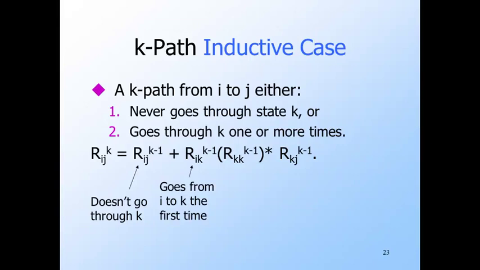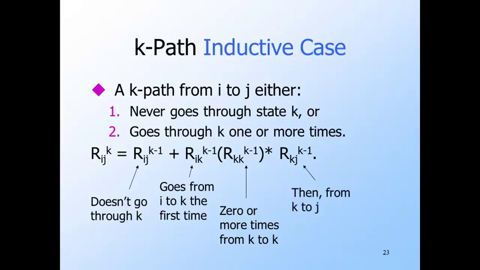All other k paths get to state k at least once. Thus we start out with Rik super k minus 1, which generates us the labels of all the paths that get us from state i to state k for the first time. Then comes Rkk super k minus 1 all starred. It generates the labels of all paths that go from state k to state k 0 or more times, with those paths not passing through any state k or higher. Finally, we concatenate with the language of the expression Rkj super k minus 1. That generates the labels of all paths from state k to state j that do not pass through state k or higher.